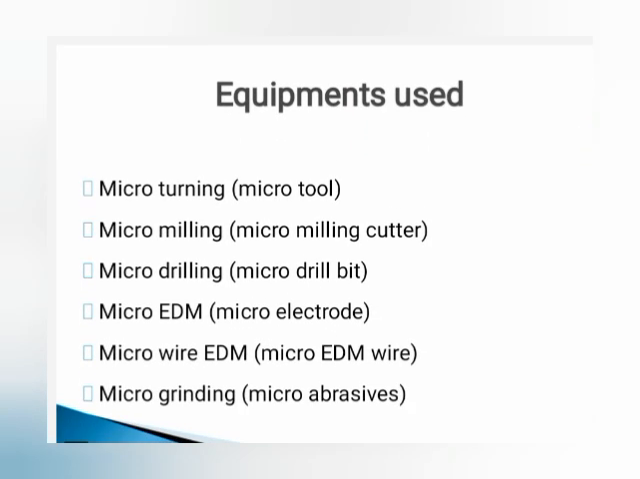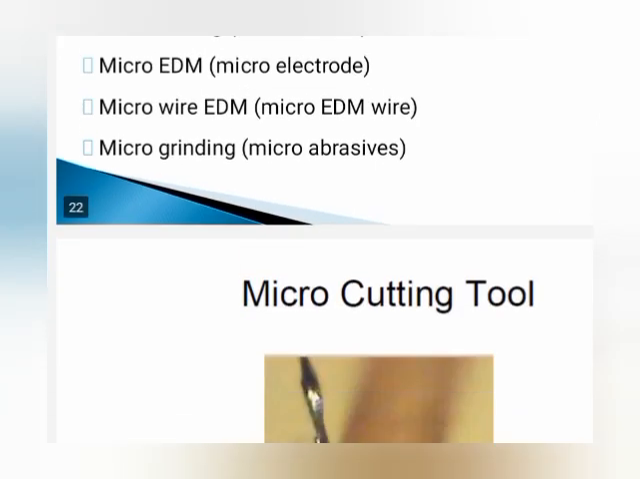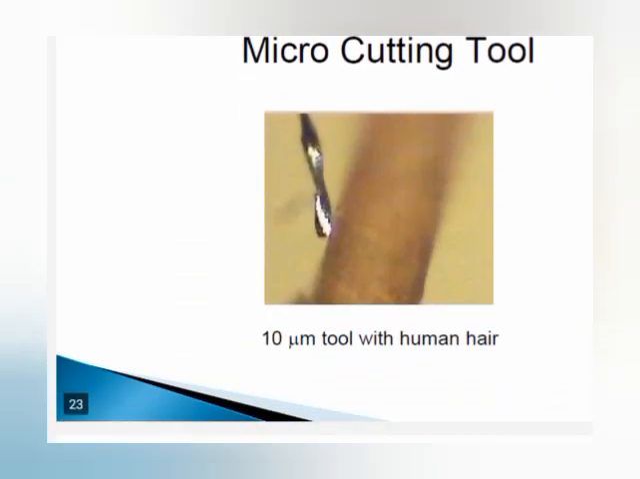Equipment used: micro turning, micro milling, micro drilling, micro EDM, micro wire EDM, micro grinding. So other names: tool, milling cutter, drill bit, electrode, EDM wire, abrasive, etc. Micro cutting tool. Now you see the micro cutting tool, a 10 micrometer tool with a human hair. So the micro cutting tool is compared with a human hair.